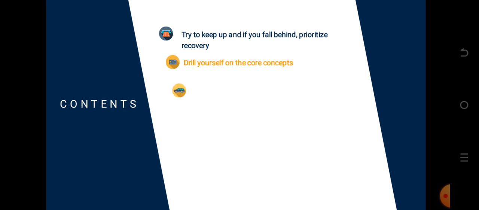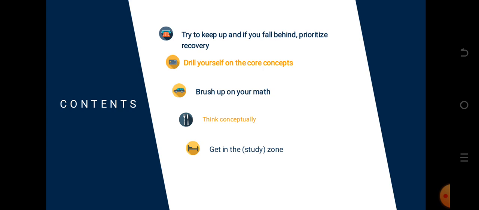Now, the content of our study: at the end of this lesson, I'll be telling you the 5 things that you need to know as far as physics is concerned. And those 5 things are: number 1, try to keep up, and if you fall behind, prioritize recovery. When a topic is taught in class and you discover that you don't understand that concept, which means you are falling behind, don't just fall behind. Make sure you look for a way to recover that particular class.